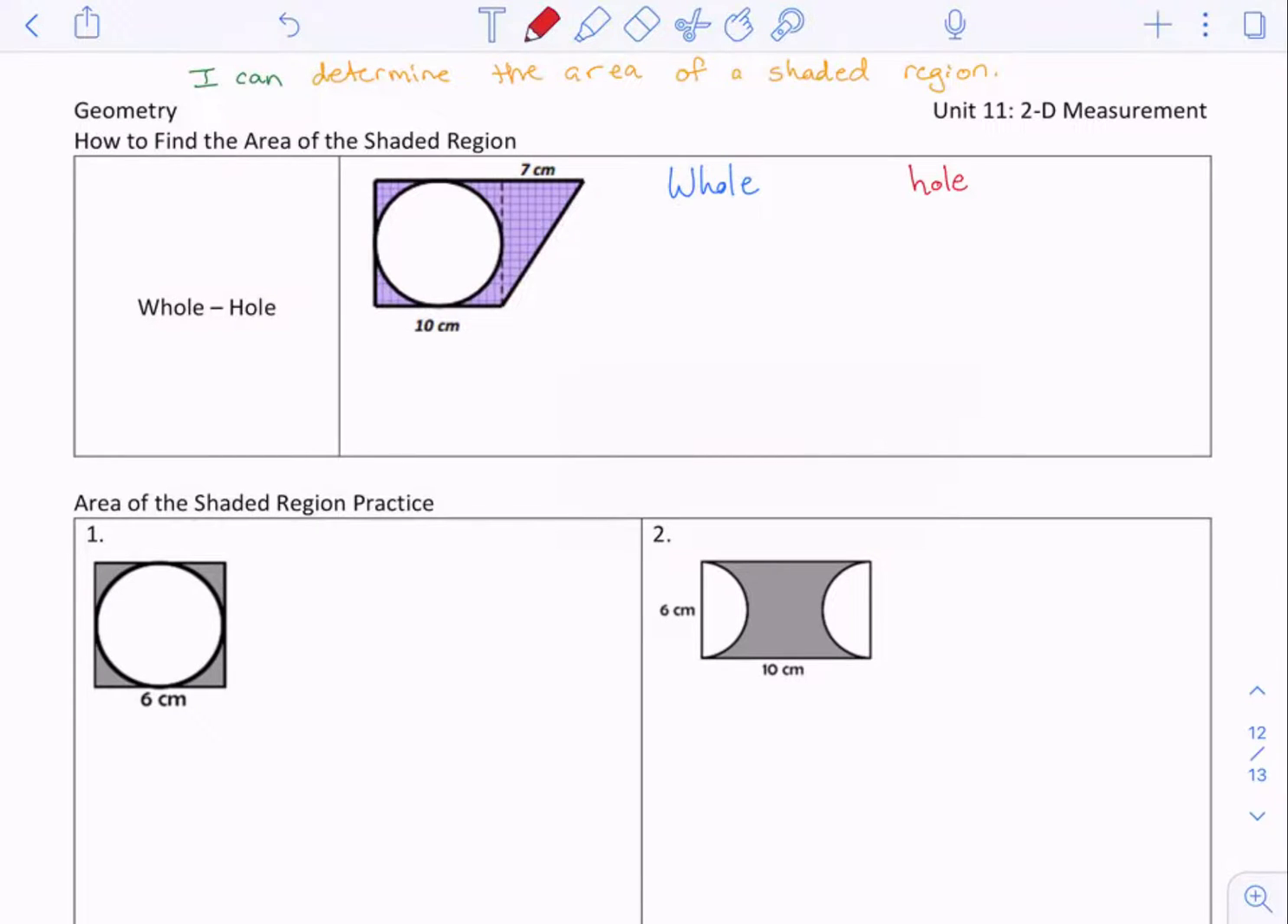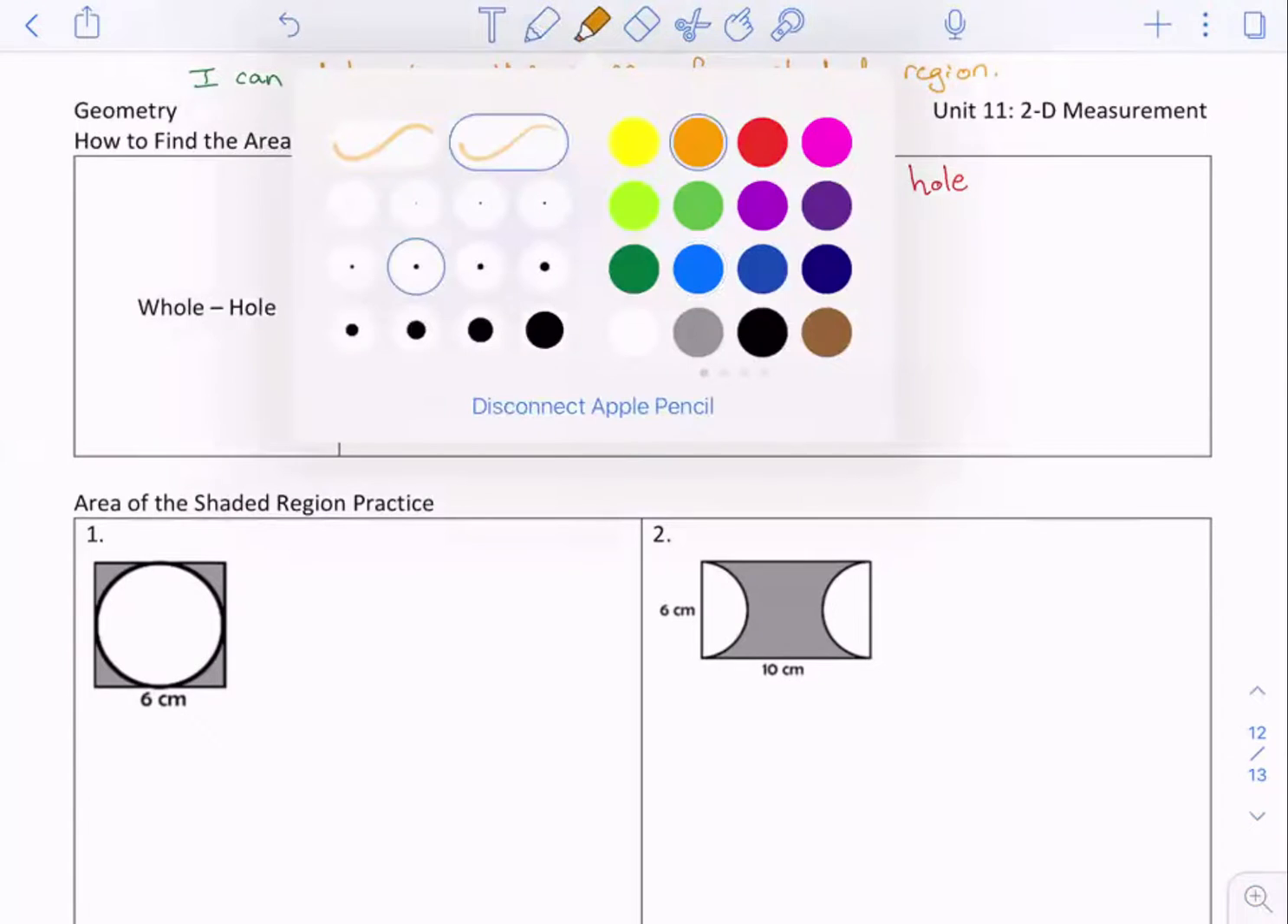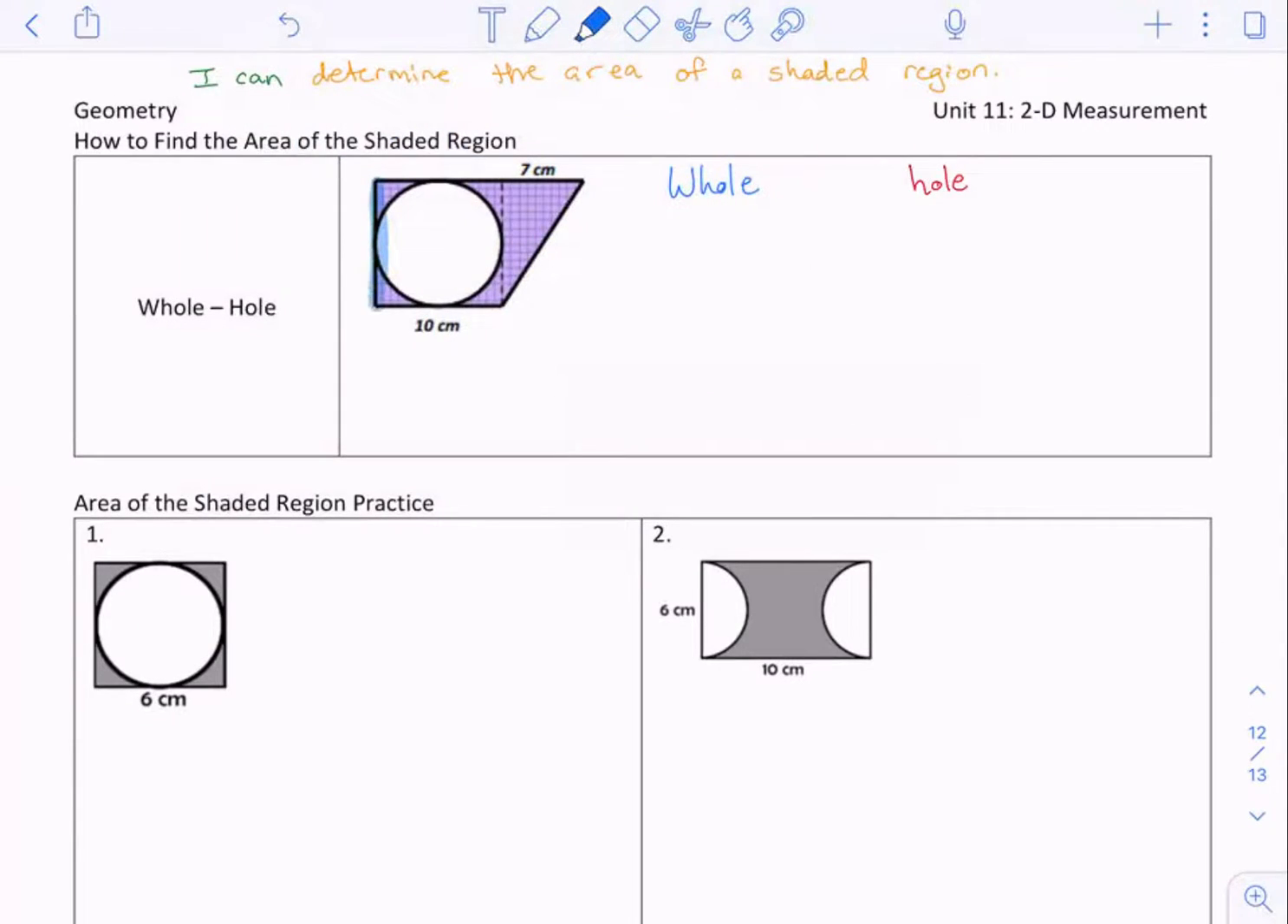Sometimes you have to do the whole shape. You might see more than one shape here. Some of you might recognize the whole entire outside shape right away as a trapezoid. Others might say, hey, wait, I have a square and a triangle. So you could either break it into two shapes, or you can figure it out as one whole shape. It really depends on what is given to you.